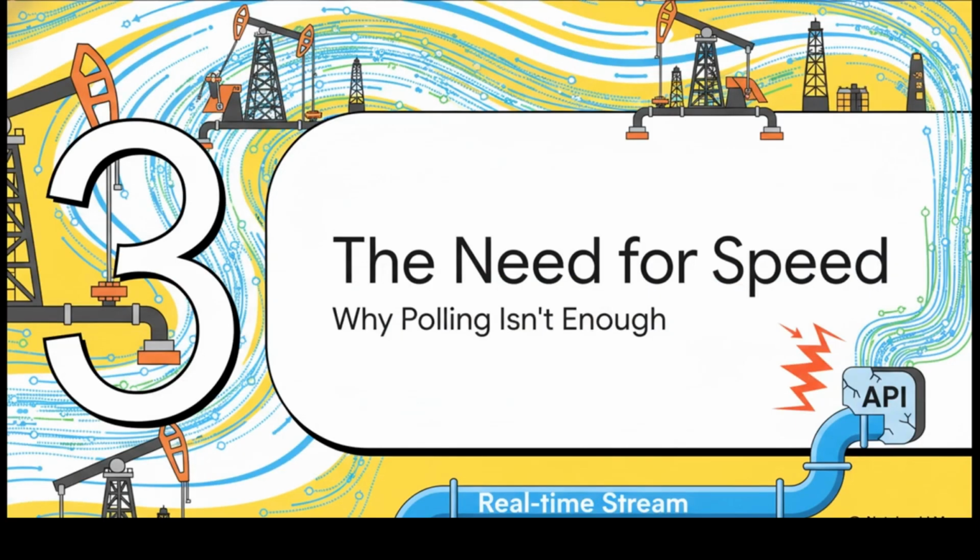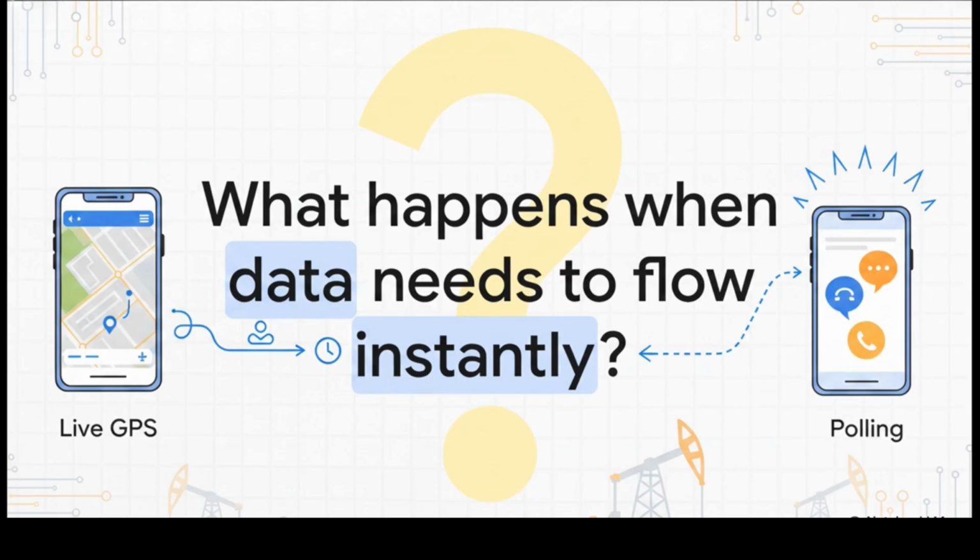Which brings us to Section 3, the need for speed, and why polling just isn't enough. This is where we really find the friction point. Modern rigs generate massive amounts of data every single second, and the traditional API honestly starts to show its age under that kind of pressure. But seriously, what happens when data needs to flow instantly? Using the traditional API for real-time data is literally like a kid in the backseat constantly asking, "Are we there yet? Are we there yet?" That is polling.